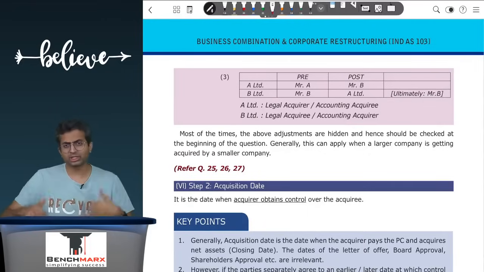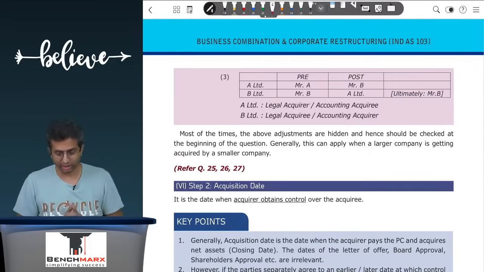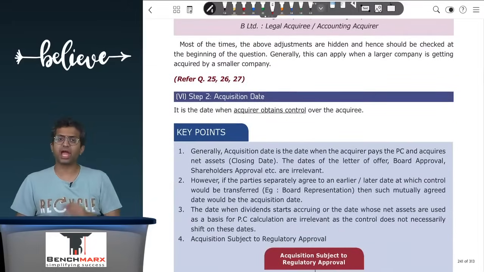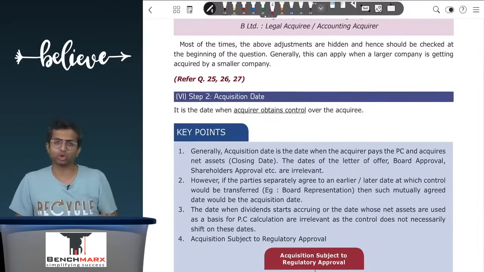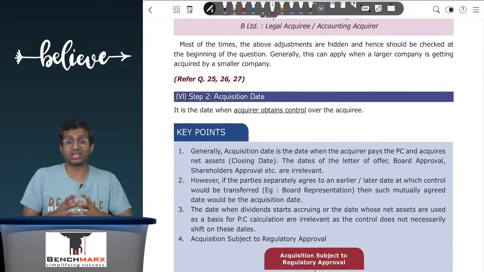This is just the theory. Accounting for reverse acquisition is usually done later. Second is the acquisition date. Acquisition date is the date when control is acquired. This is the date when the acquirer gets the ability to direct the relevant activities.